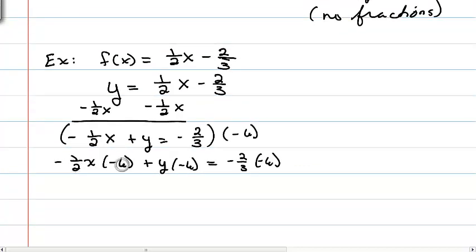So negative 1/2 times negative 6 is 3, so that would give me 3x. And then we have y times negative 6, that's minus 6y. And negative 2/3 times negative 6, remember you can write that as a fraction. 3 goes into itself once and into 6 twice, and so that would be positive 4. And so standard form for this line written in function notation, which is slope-intercept form, would be this equation, 3x minus 6y equals 4.